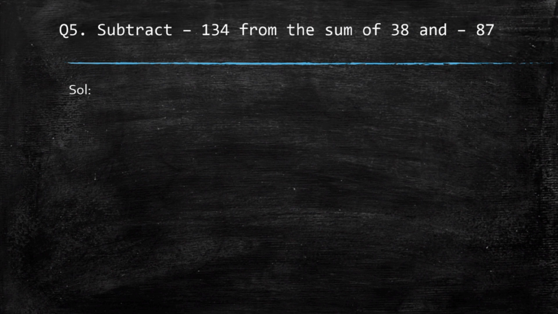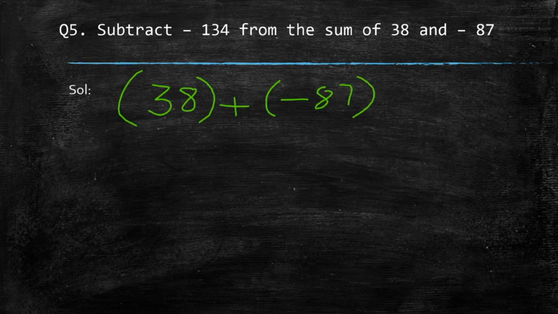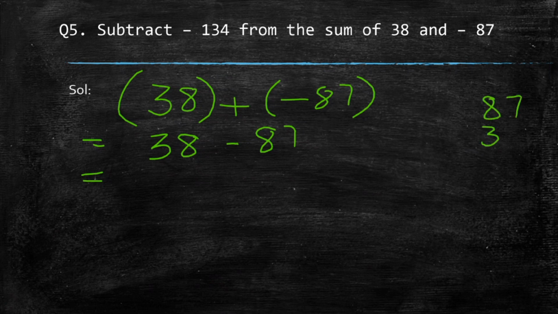Question number 5 says, subtract minus 134 from the sum of 38 and minus 87. So again we are going to find out the sum first. 38 plus minus 87. Again both are having different signs. One is positive, another is negative. Ultimately find the difference. So 87 minus 38. It is minus 49.